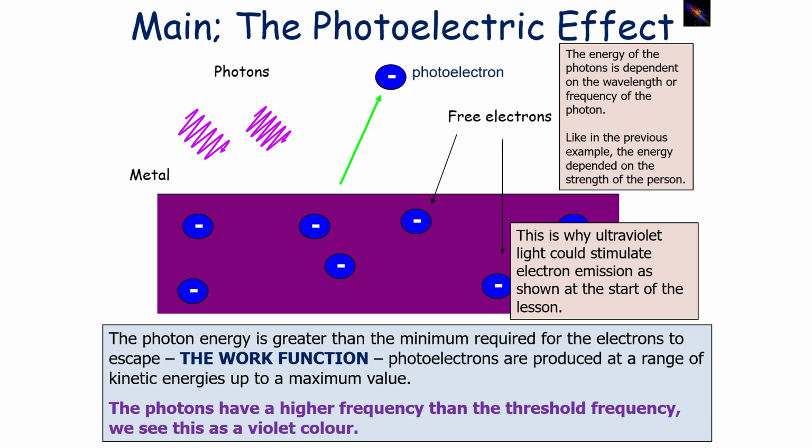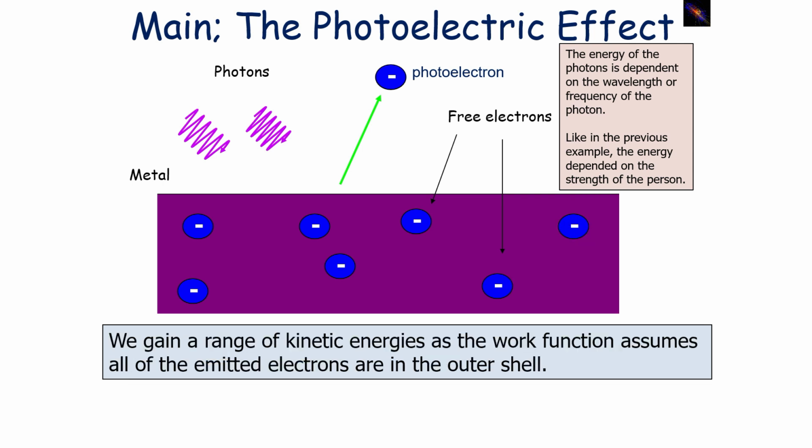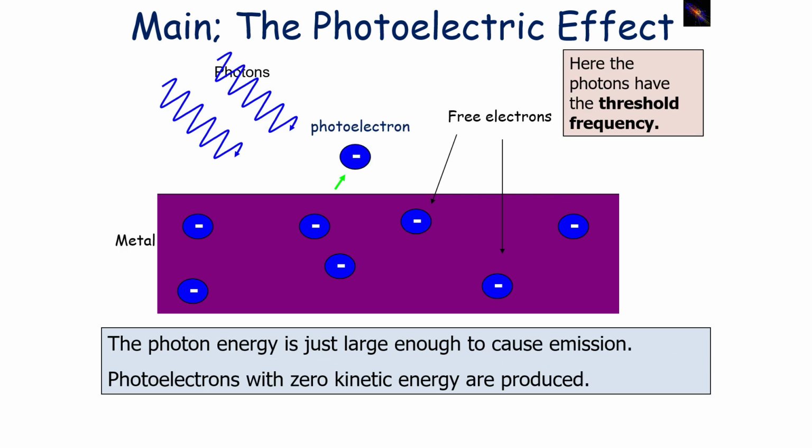In this situation, the photon energy is greater than the work function, so photoelectrons are produced at a range of kinetic energies up to a maximum value. So the photons have a higher frequency than the threshold. Now we gain a range of kinetic energies as the work function assumes all of the emitted electrons are at the surface of the metal, which is not the case in reality. Now the photon energy is large enough in this instance to cause emission, and if that's the threshold frequency, photoelectrons with zero kinetic energy must be produced.